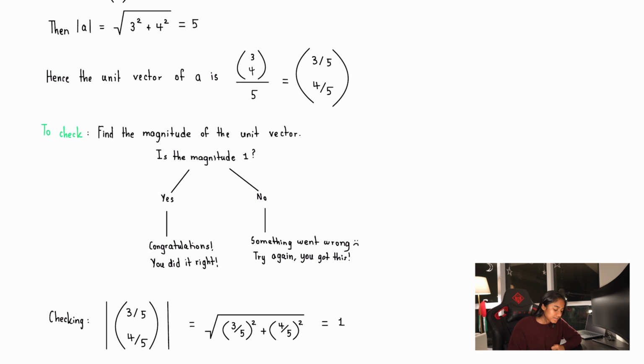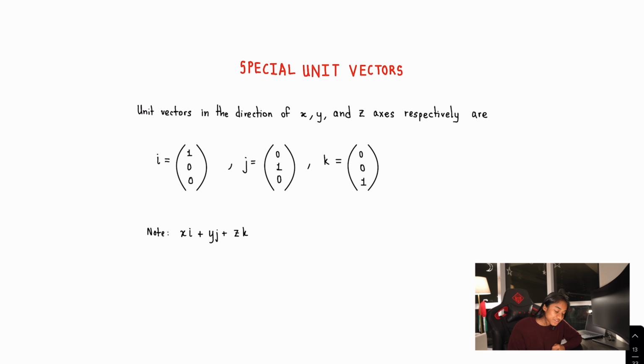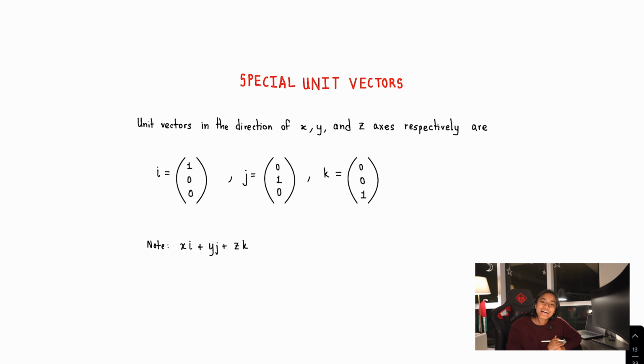Now, special unit vectors, which is what we had in the beginning. So unit vectors in the direction of the x, y, and z axes respectively are i, j, and k. And remember, we have i being the first one, j being the second, and k being the third component. So note that this is xi plus yj plus zk.